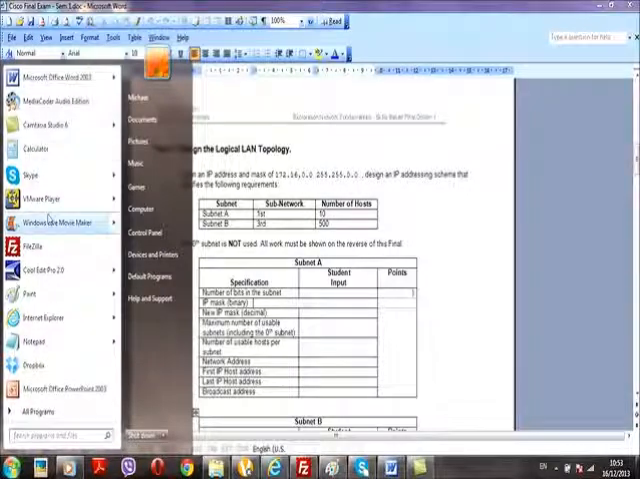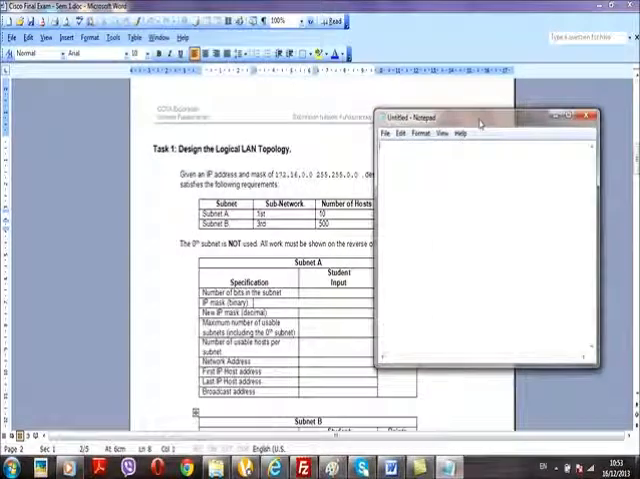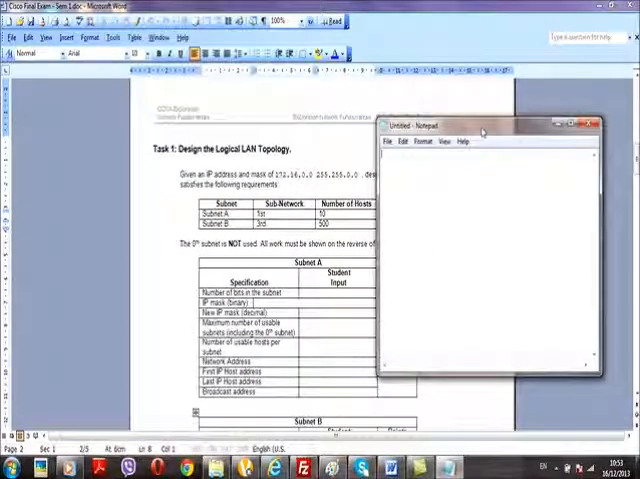Okay, let's do this calculation. I'm just going to call up Notepad, and we're going to do all this in Notepad. First of all, let me write down the IP address, which is 172.16.0.0. It's a class B private IP address. Therefore, the normal subnet mask for this IP address would be 255.255.0.0. So that's a standard subnet mask, and that's what we have.